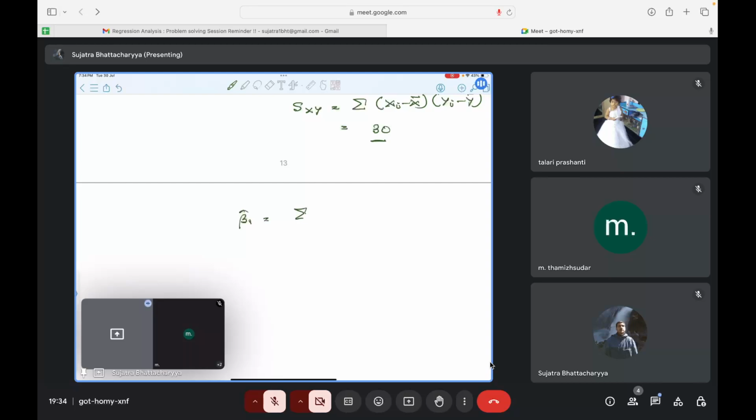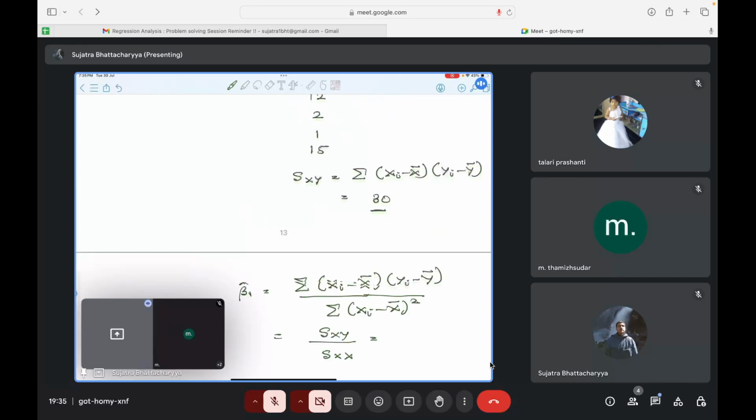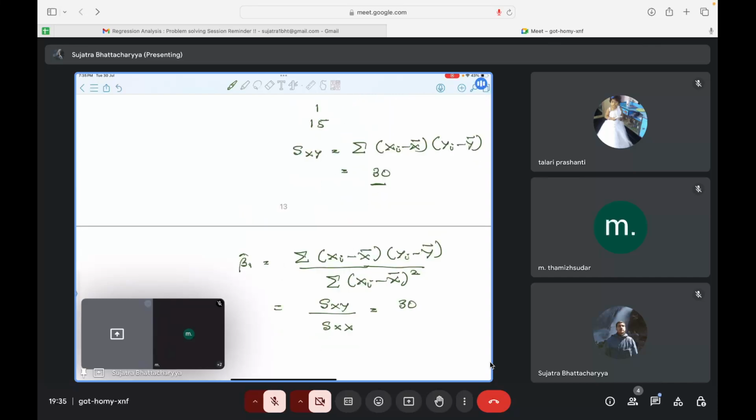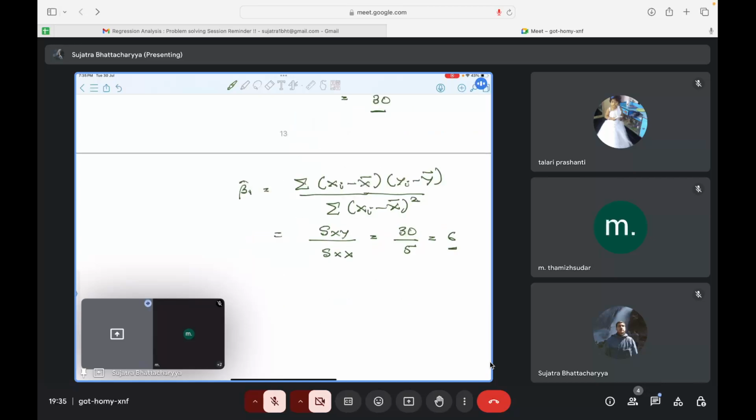So now, can I calculate beta 1 cap? I think I can. See, this is how it is defined: summation of xi minus x bar, yi minus y bar, divided by summation of xi minus x bar whole square. Everything is calculated. This is nothing but Sxy, and this is nothing but Sx. So 30 divided by 5 comes out to be 6. So beta 1 cap, the estimated slope, comes out to be plus 6.